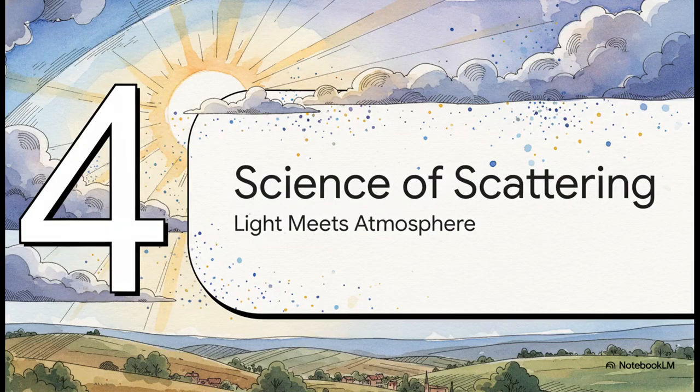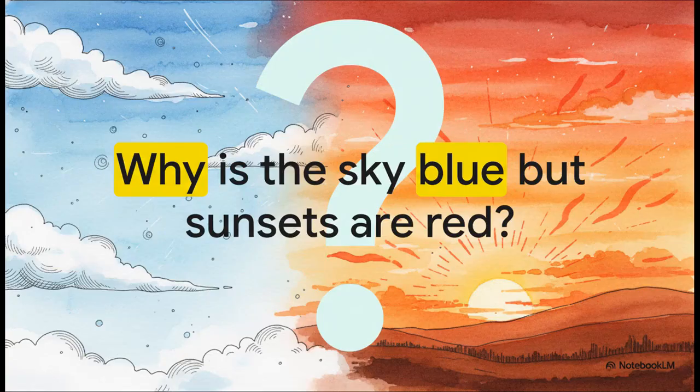Let's keep moving to section 4, the science of scattering. Light meets the atmosphere. So, bringing all this knowledge of wavelengths back down to Earth, we finally hit our central question. Why exactly is the sky blue, but sunsets burn this brilliant red? I mean, you look at it every single day, but how does it actually work?